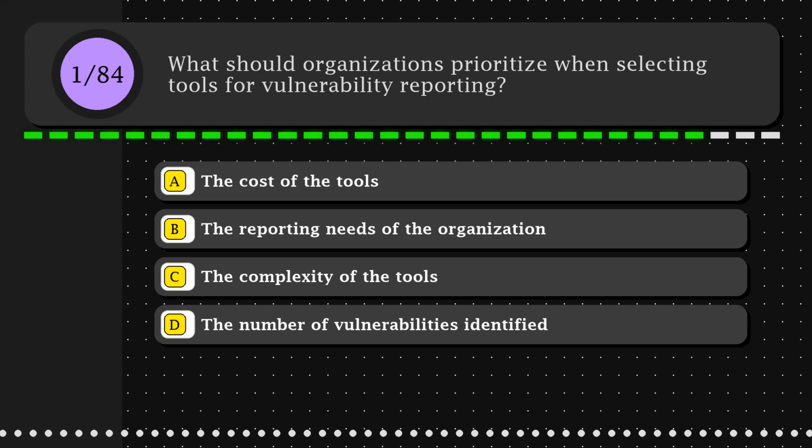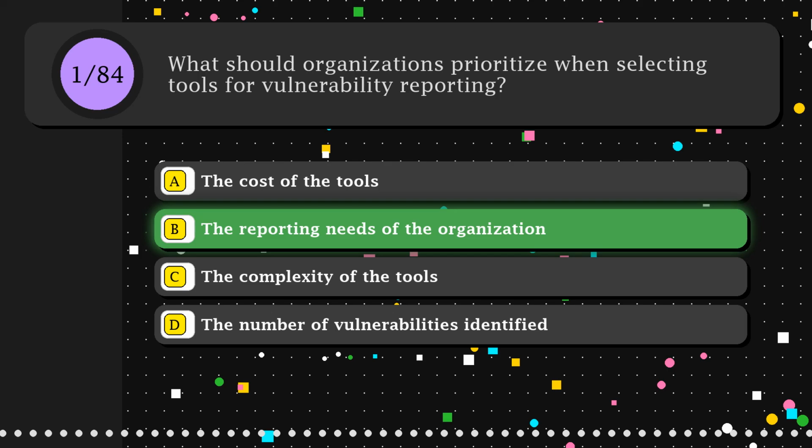Question 1. What should organizations prioritize when selecting tools for vulnerability reporting? Option A. The cost of the tools. Option B. The reporting needs of the organization. Option C. The complexity of the tools. Option D. The number of vulnerabilities identified.